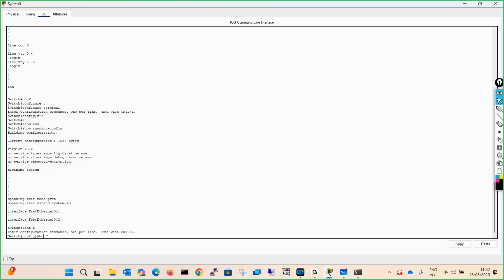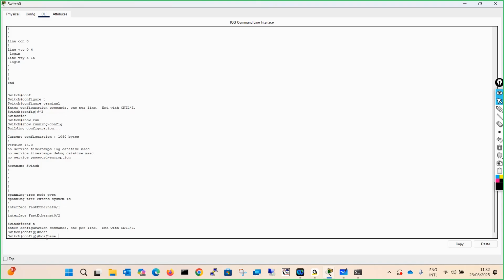Now change the host name. Give the command hostname. You type host and press the tab button, and it will take you to hostname. Then give the name whatever you want. I will say mylab.